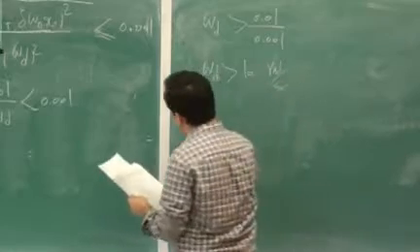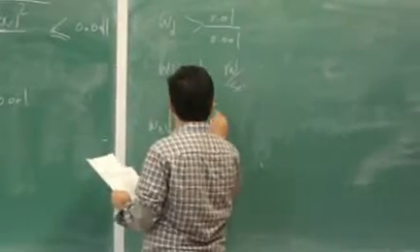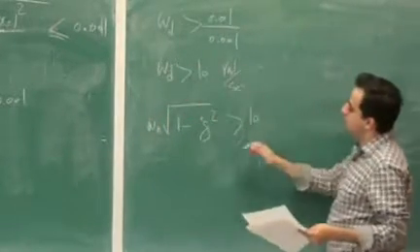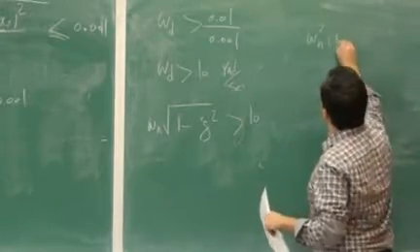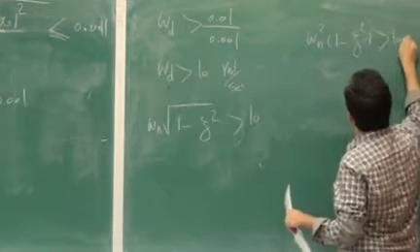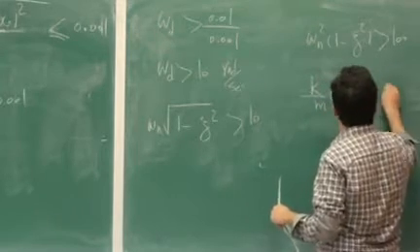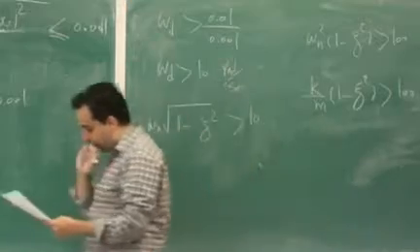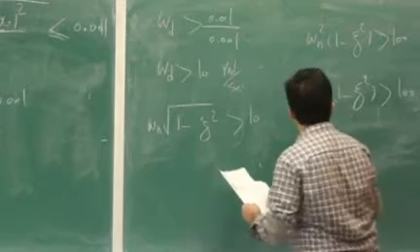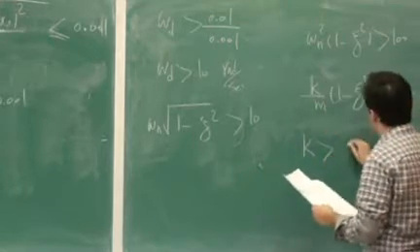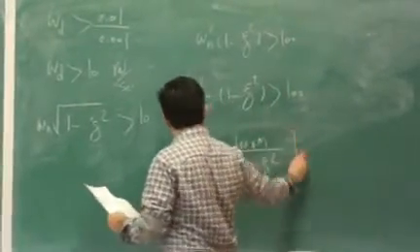So let me just plug in omega d. Omega d is omega n multiplied by the square root of 1 minus zeta squared. It must be greater than 10. So I square both sides. I will get omega n squared times (1 minus zeta squared) must be greater than 100. Omega n squared is k over m. So k over m times (1 minus zeta squared) must be greater than 100. On k, it's going to be k must be greater than 100 times m divided by 1 minus zeta squared.